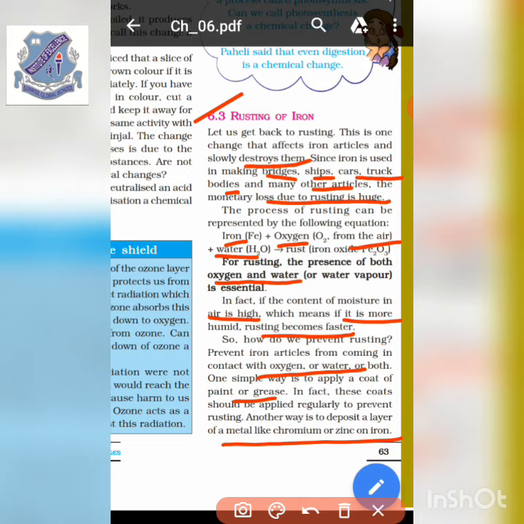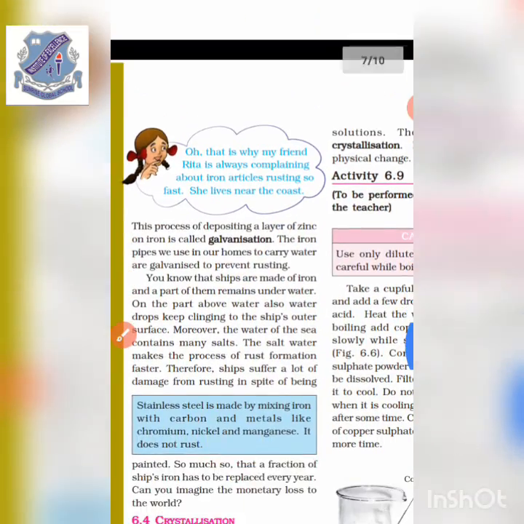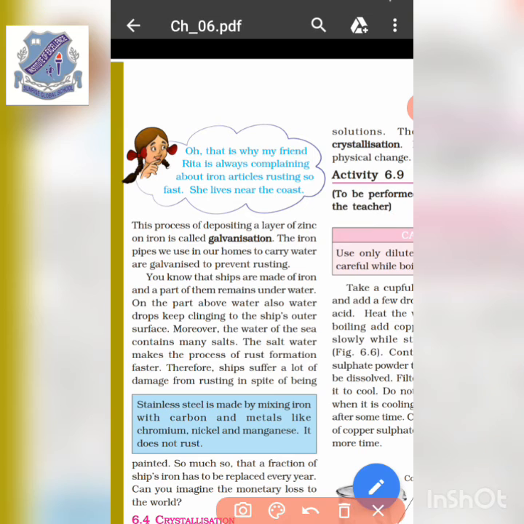Another way is to deposit a layer of metal like chromium or zinc on iron. The other way, apart from painting and greasing, is to apply a layer of another metal on iron. So this metal could be chromium or zinc. Now this process of depositing a layer of zinc on iron is called galvanization. So galvanization is the process in which iron is covered with a new coating of a new metal that could be chromium or zinc.